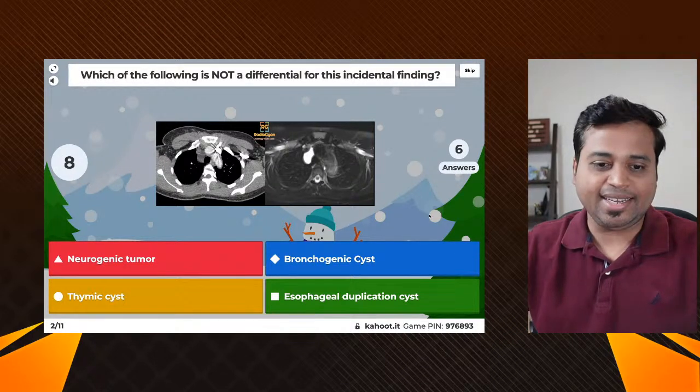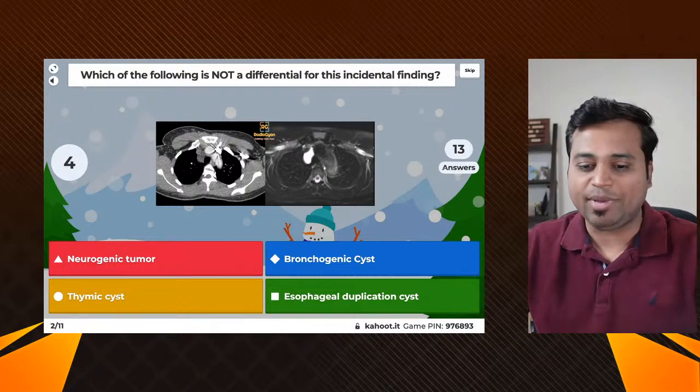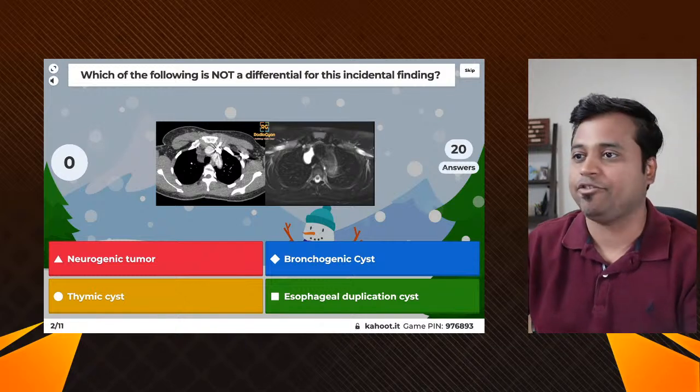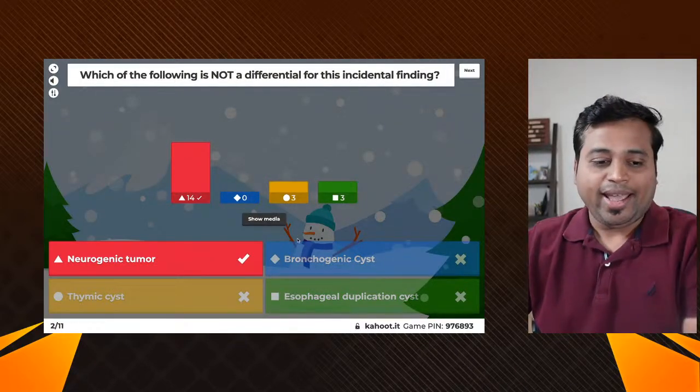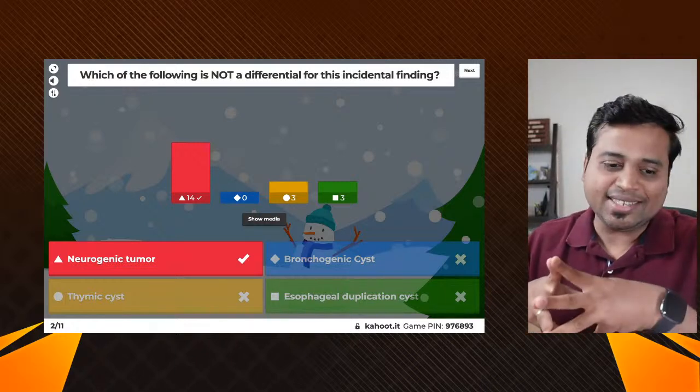What are your thoughts? Is it a neurogenic tumor, bronchogenic cyst, thymic cyst, or esophageal duplication cyst? Which of the following is not a differential? Excellent. So 14 of you have rightly pointed out a neurogenic tumor.